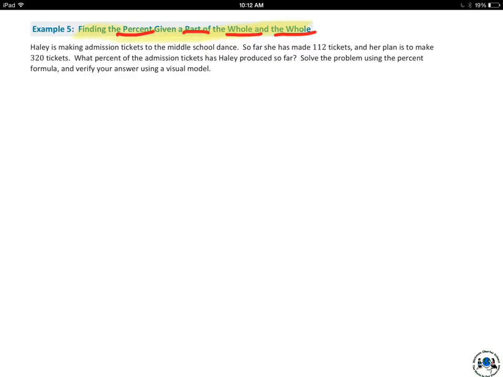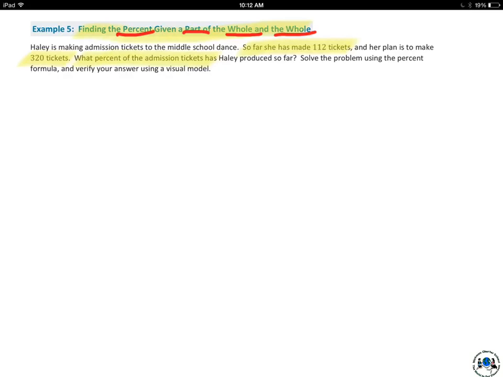Okay, so let's go ahead and just read through this, and identify the different parts that we do indeed have. Haley is making admission tickets to the middle school dance. So far, she has made 112 tickets, but her plan is to make 320. What percent of the admission tickets has Haley produced so far? Solve the problem using the percent formula and verify using a visual model.